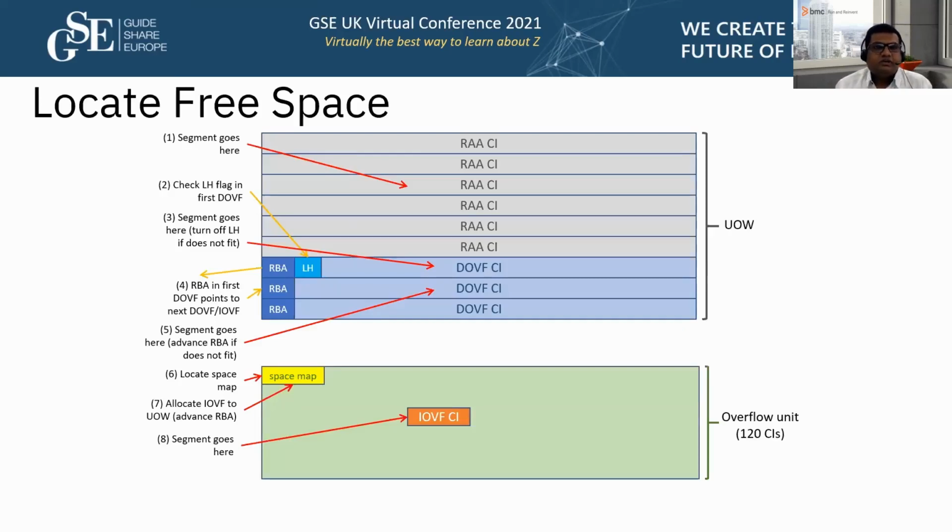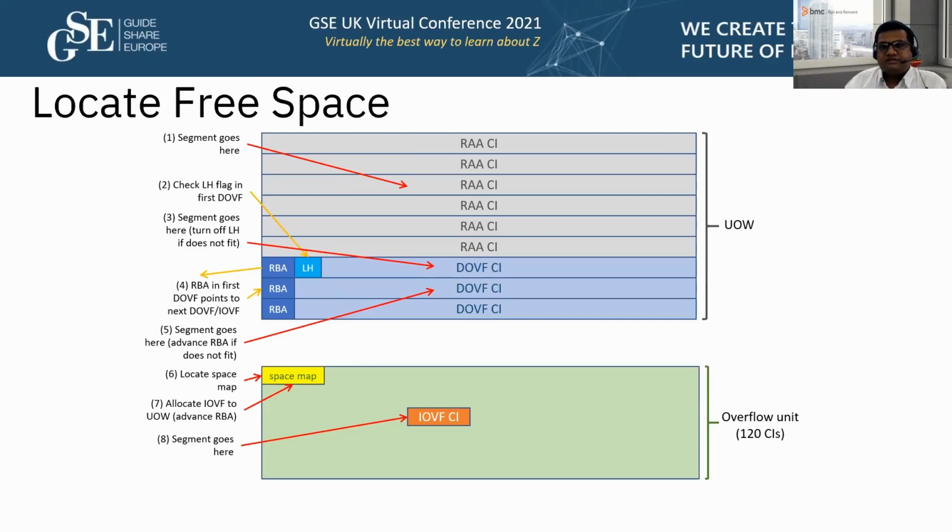Okay, let's talk about the locate free space algorithm that IMS uses. Let's consider there is a root segment and IMS invokes the randomizer, and your randomizer will say, okay, this root segment should go to area number 10, UOW number 17, and RAP number 3. So it will go to the RAP number 3. If it finds enough space, it will be stored there. But if it does not find enough space, it will go to the first DOVF block directly, and it will look at the look here flag.